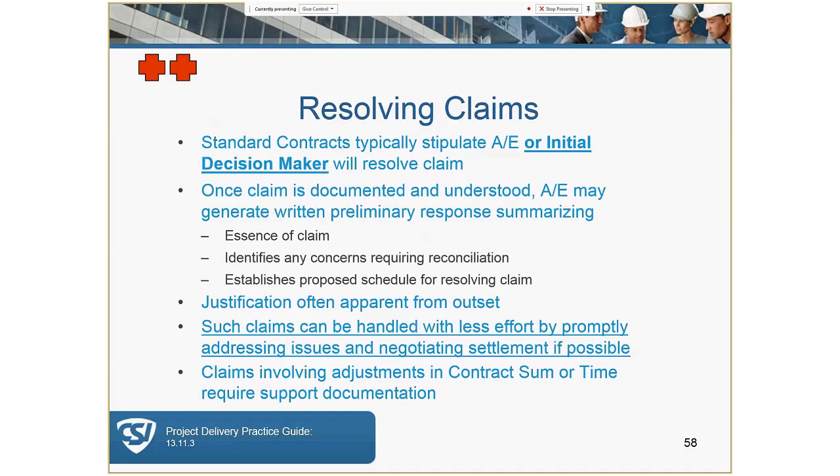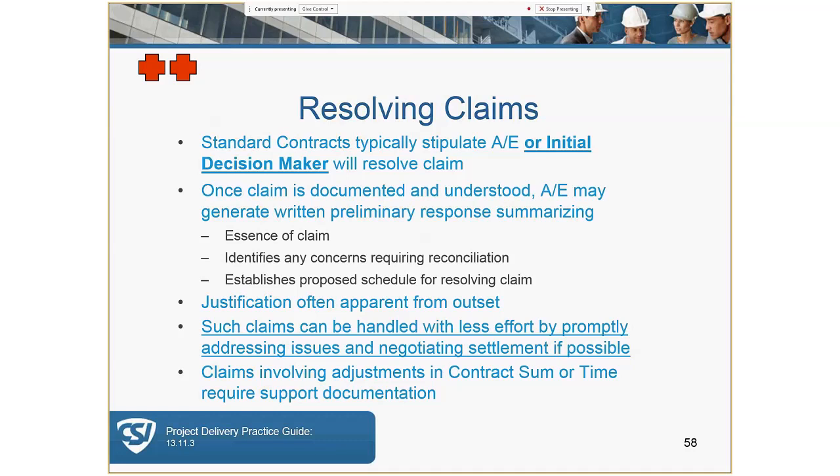The initial decision maker should be knowledgeable and capable of interpreting the contract documents and have an extensive background in construction administration, and again has to be an impartial party. If justification is apparent from the outset, meaning that there's no way the contractor could have inferred from the contract documents that something was going to be required, then that claim will need to be approved and settled quickly and timely.